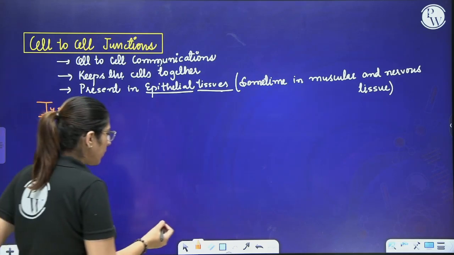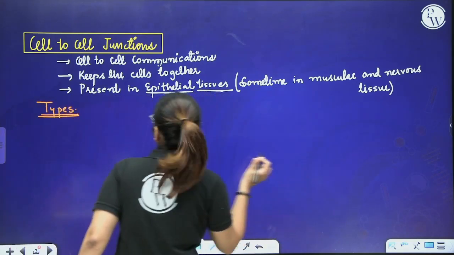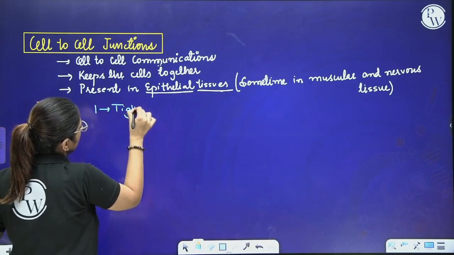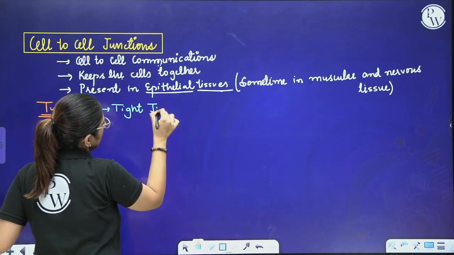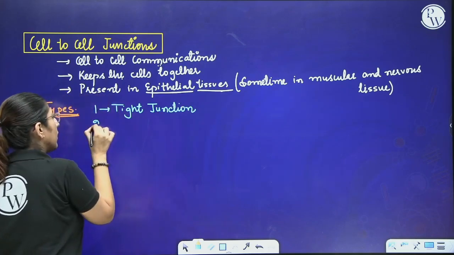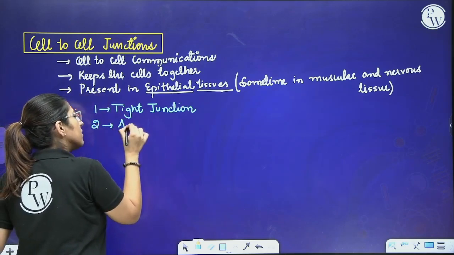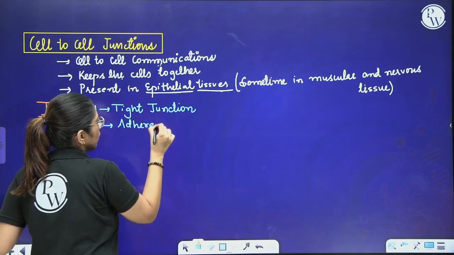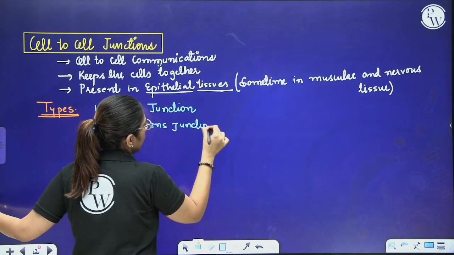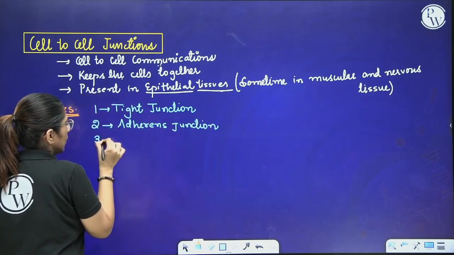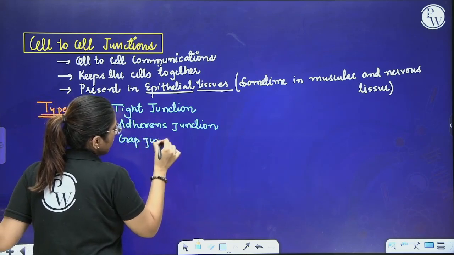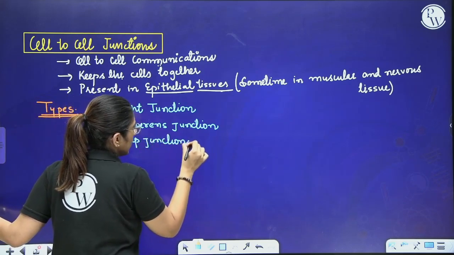The first one we have is the tight junction. Second, we have the adherens junction. The third one we have is the gap junction. These are the three types of junctions which are there in your NCERT.